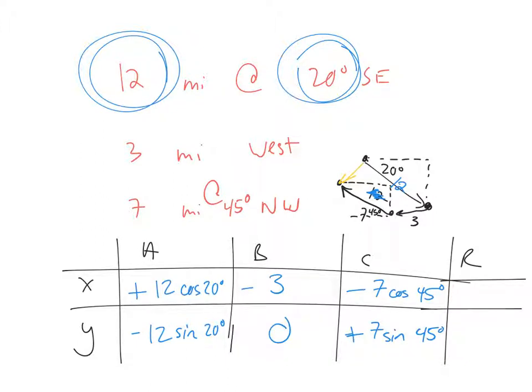So what do I get when I sum across in the x? What's my number turn out to be? Chris? 3.33. 3.33? Yeah. And in the y? 0.85.